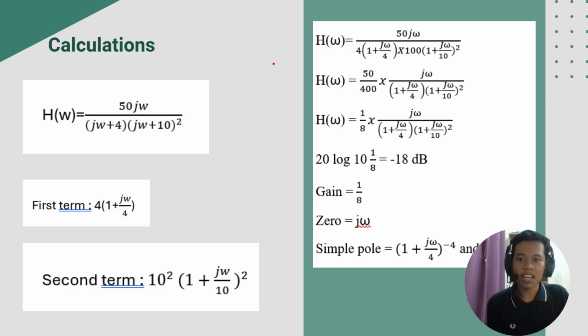Poles. In the denominator, we identify two distinct corner frequencies. A simple pole at ω equals 4 rad/s, which will introduce a downward slope change of negative 20 decibels per decade. A double pole at ω equals 10 rad/s. Because it is squared, it has exactly twice the influence, pulling the magnitude plot down by an additional negative 40 decibels per decade and introducing a significant phase lag. With these components clearly defined, we can confidently move on to plotting our exact magnitude and phase response.